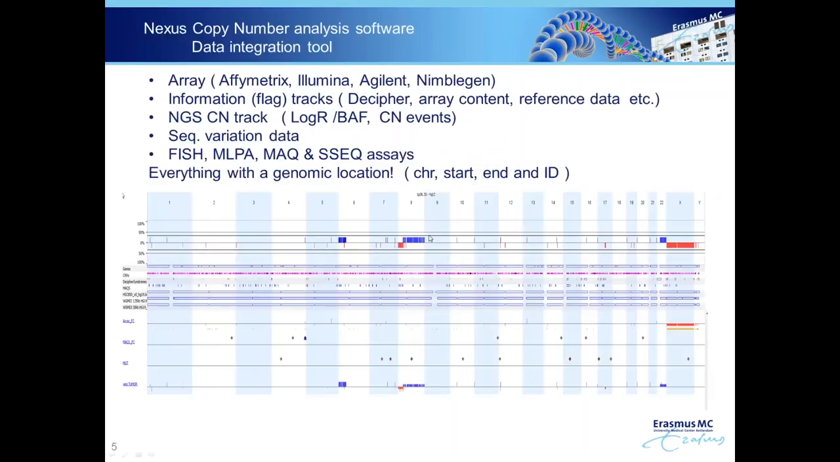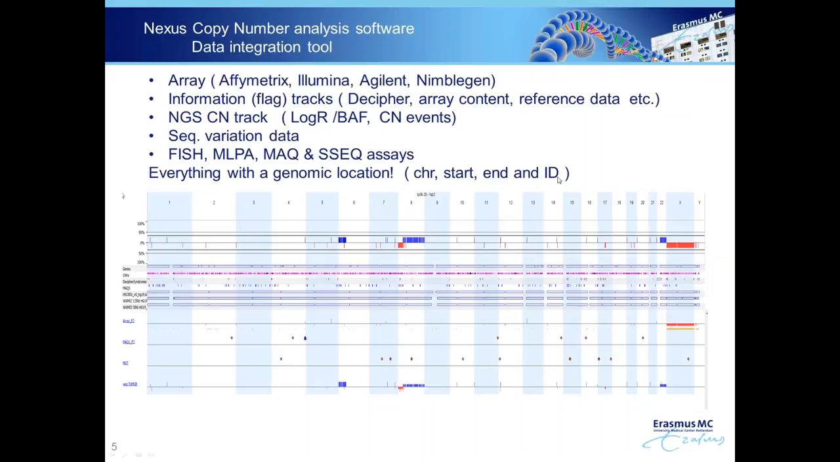This also brings me to the fact that we are using Nexus Copy Number for the analysis tools, but also for the data integration. Like what was just mentioned before, you can load in all types of arrays and all kinds of tracks, and you can use it also for flagging or filtering, however you want to define it. With copy number tracks, you can load in events or even log R and B allele frequencies from the NGS. Sequence variations were also mentioned. So you can bring FISH, MLPA, and Sanger sequencing assays into the environment. To summarize, in principle everything can be visualized if it has a genomic location.